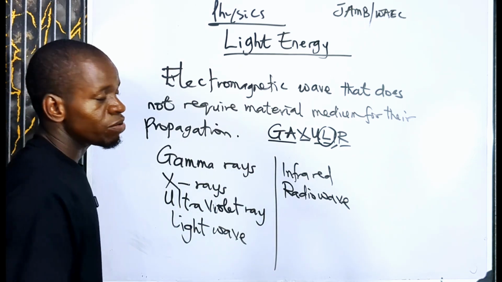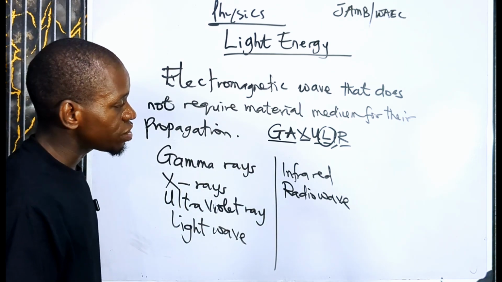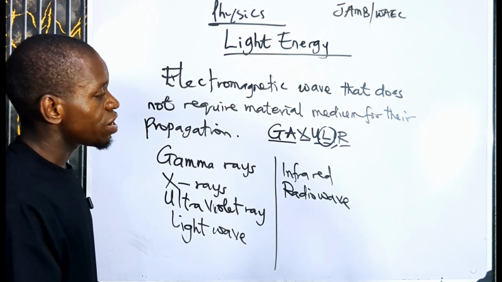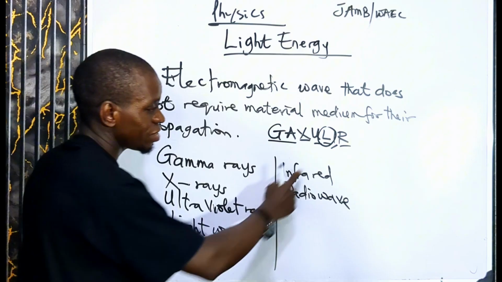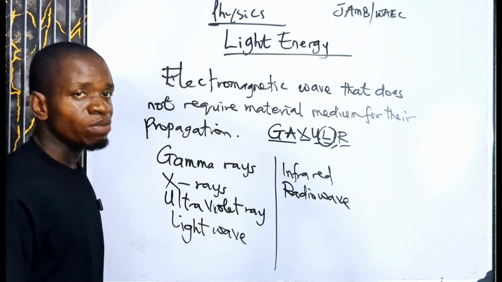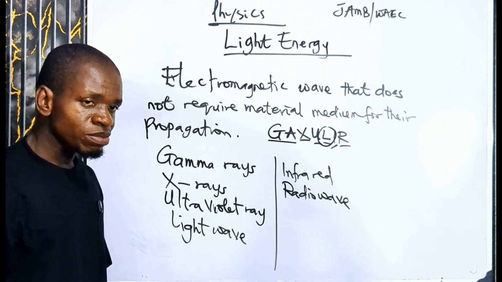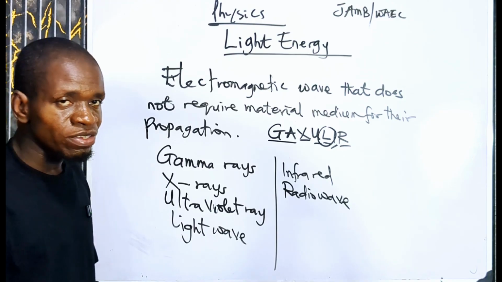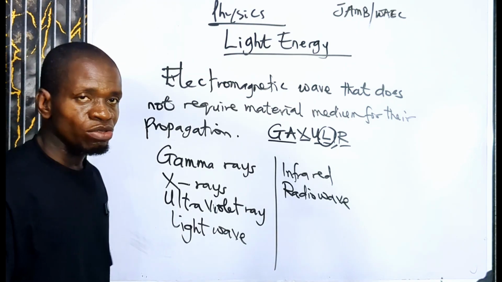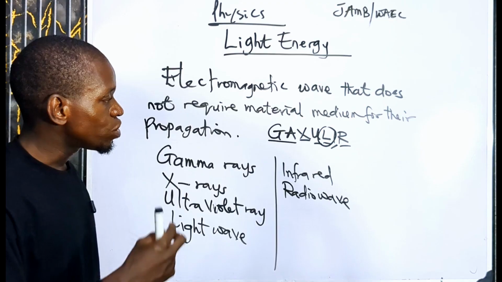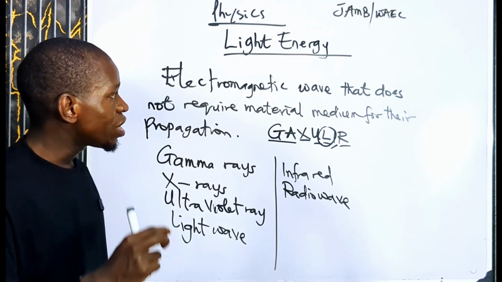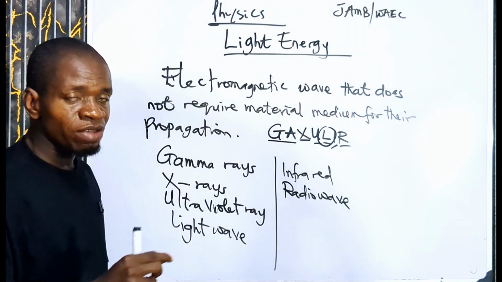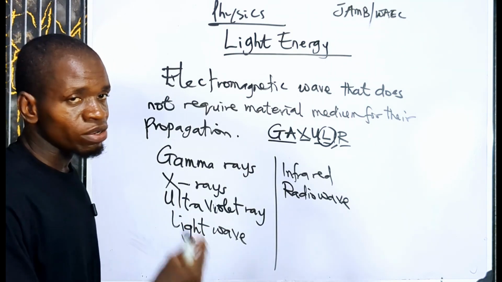The X-ray is not visible to the eye. The ultraviolet ray is not visible. Infrared and radio waves are not visible to the eye. The only one that is visible to the eye is the light wave, which is the one we normally see around us during the day. You look at someone, you're able to see the person. During the night, you turn on your light, you're able to see something. So this light wave is the only electromagnetic wave that is visible to the eye, unlike the others.